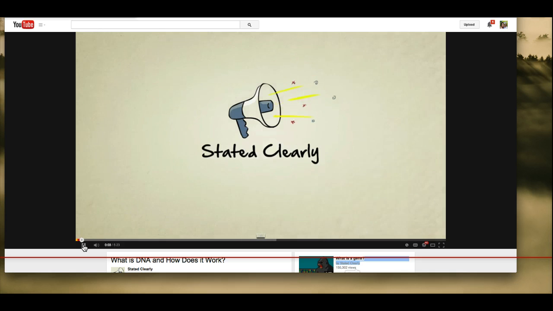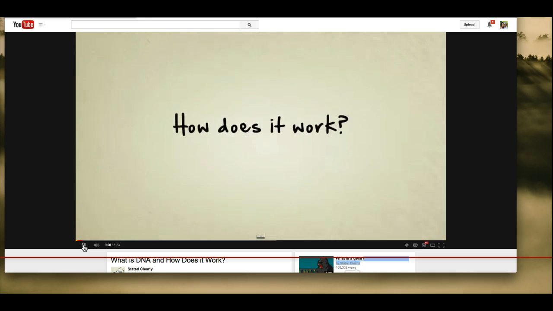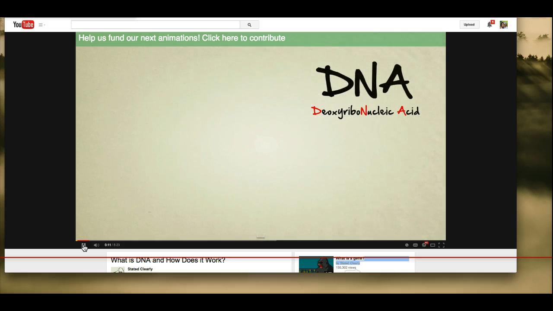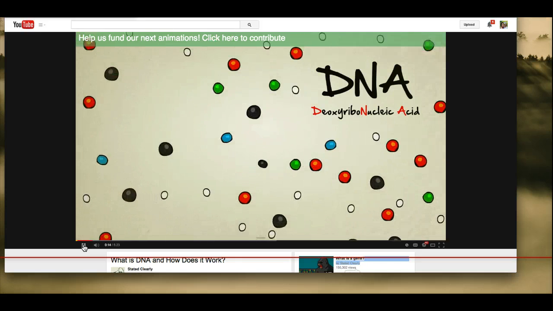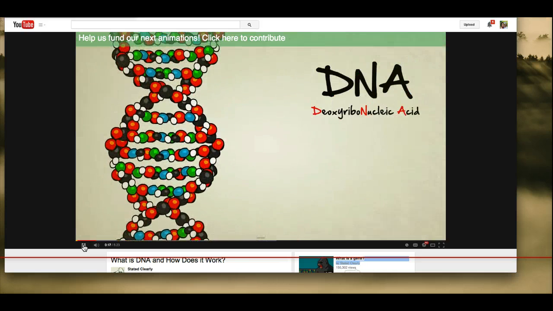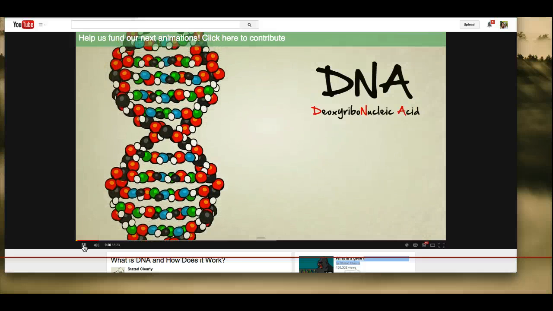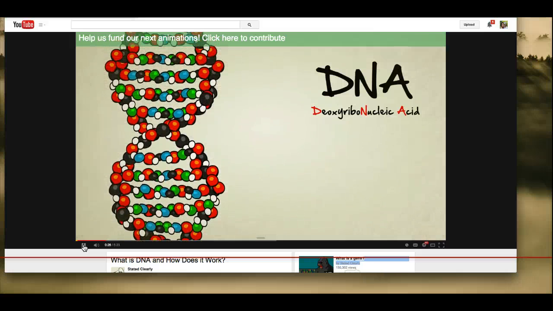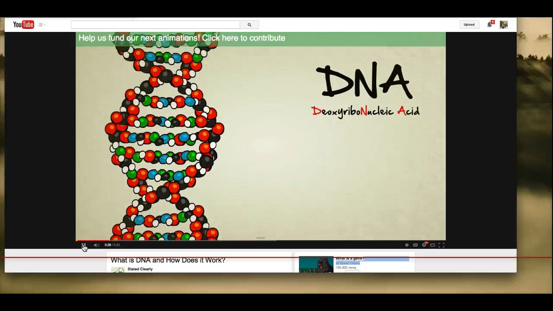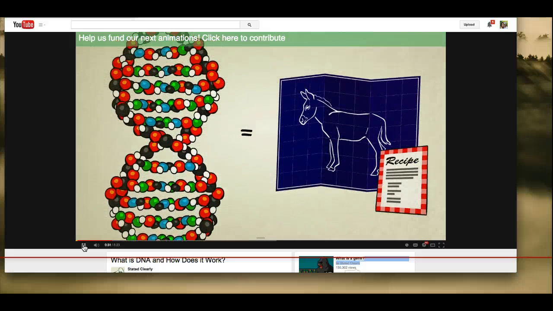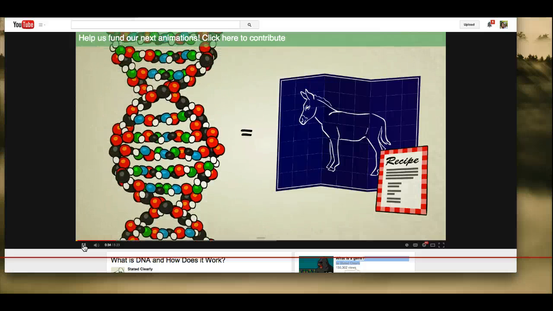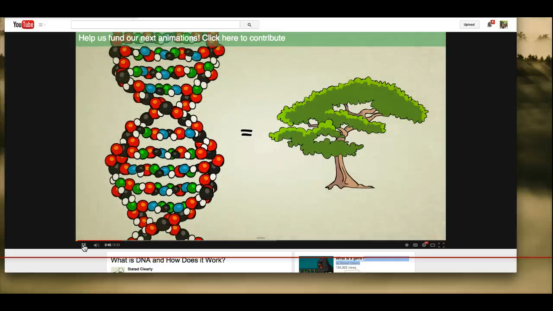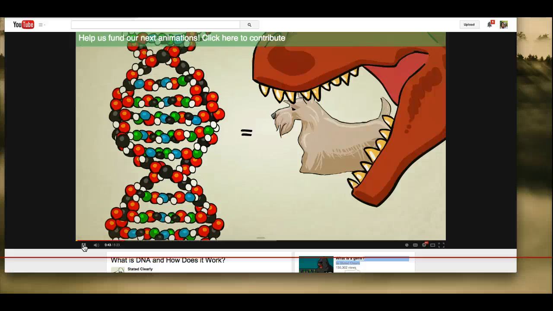Stanley clearly presents, what is DNA and how does it work? DNA, also known as deoxyribonucleic acid, is a molecule. It's a bunch of atoms stuck together. In the case of DNA, these atoms combine to form the shape of a long, spiraling ladder, sort of like this one here. If you ever studied biology or saw the movie Jurassic Park, you probably heard that DNA acts as a blueprint or a recipe for a living thing. But how? How on earth can a mere molecule act as a blueprint for something as complex and wonderful as a tree, a dog, or a dinosaur?